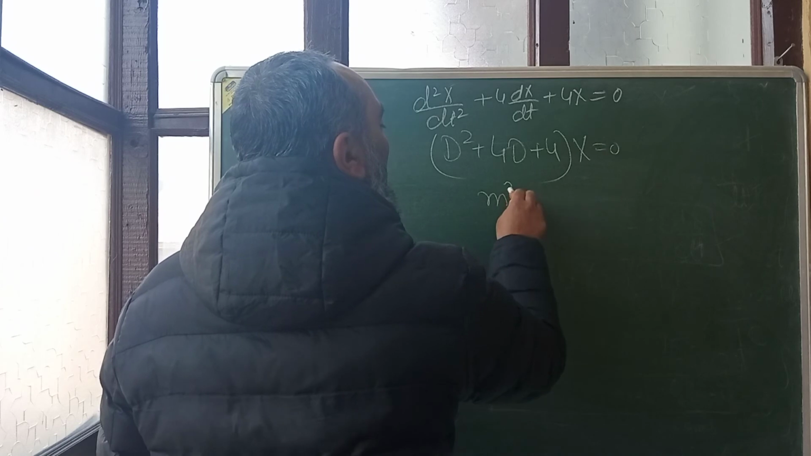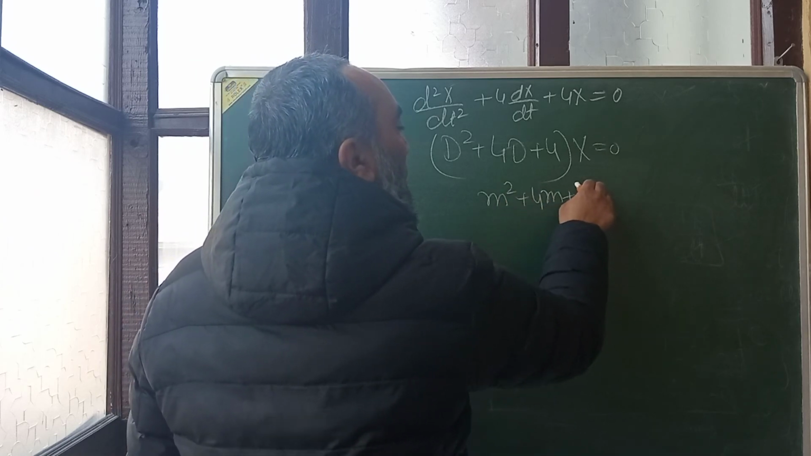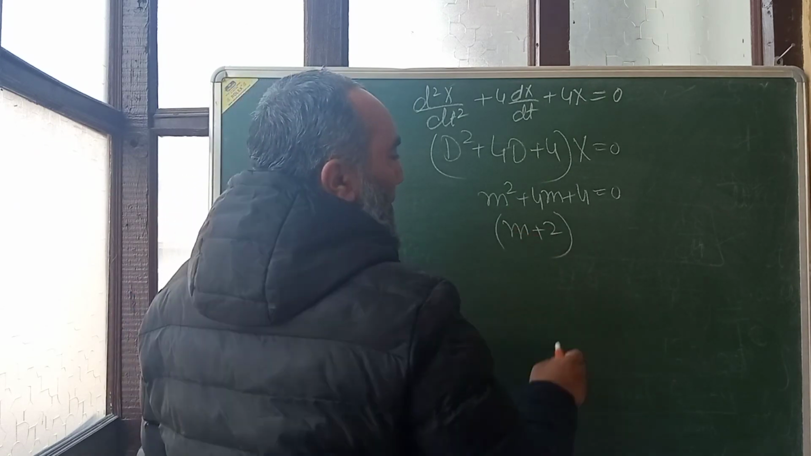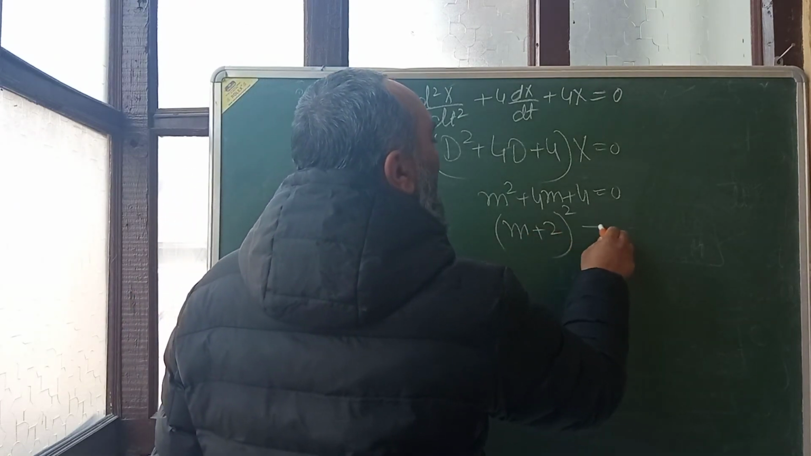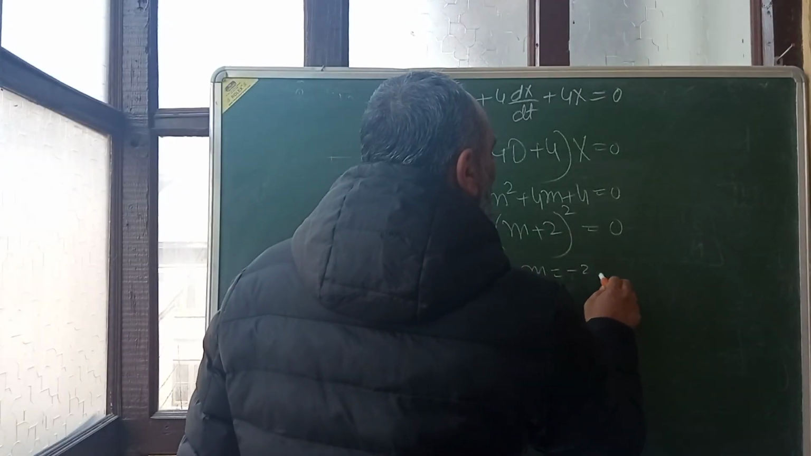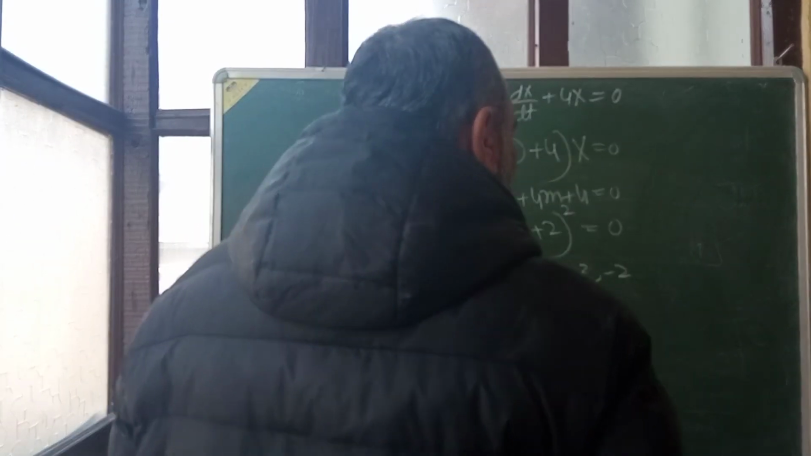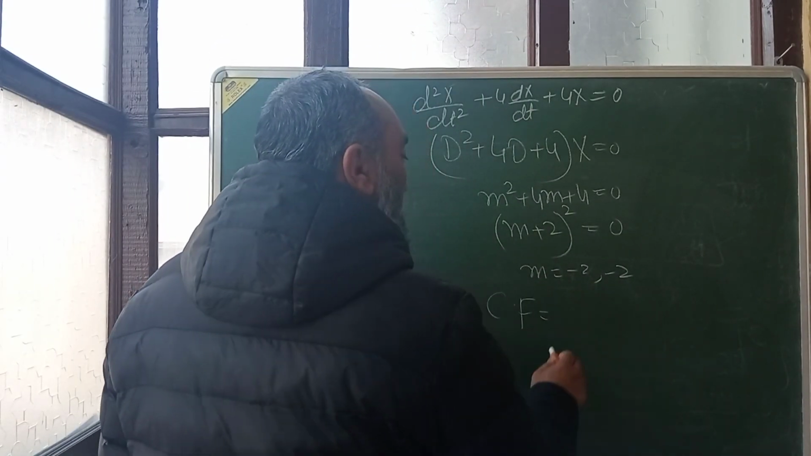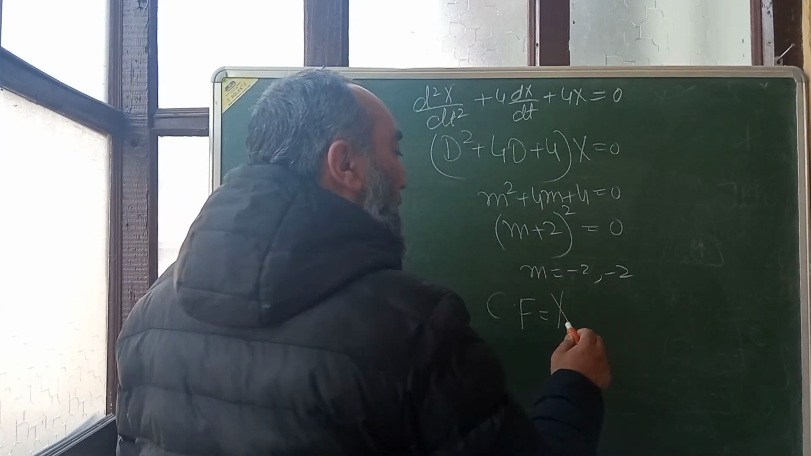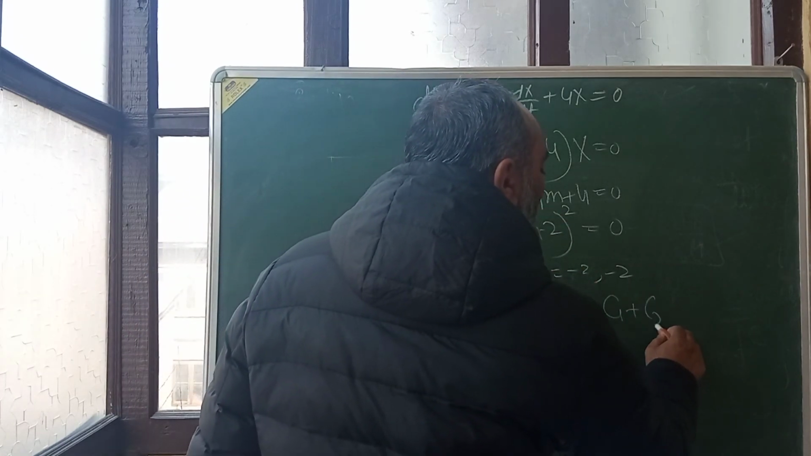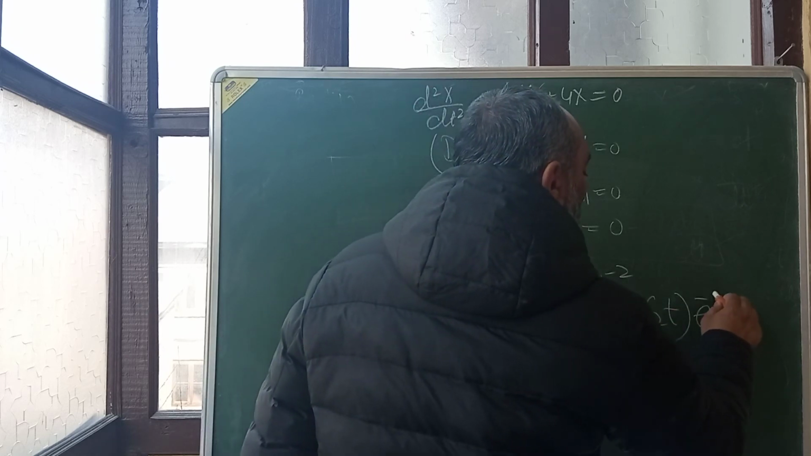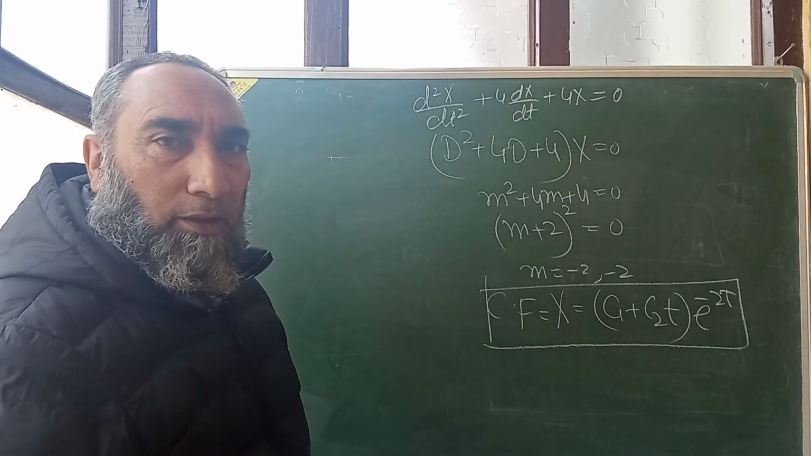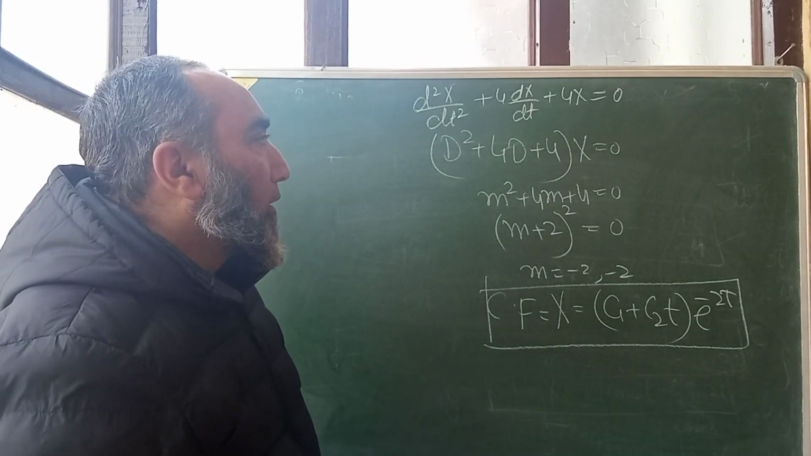Its auxiliary equation is m square plus 4m plus 4 equals 0, or m plus 2 whole square is equal to 0. So m is equal to minus 2 and minus 2. So what will be the complementary function? Because the right hand side is 0, the solution will be c1 plus c2 t, times e raised to the power minus 2t. This is the solution of the linear differential equation with constant coefficients.